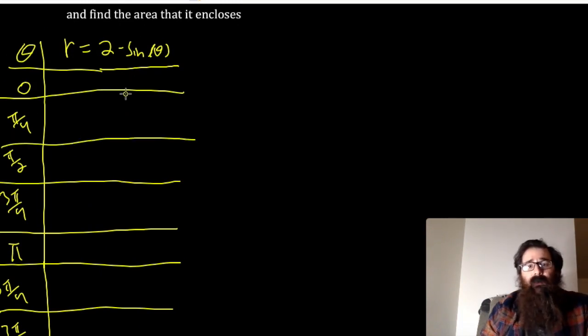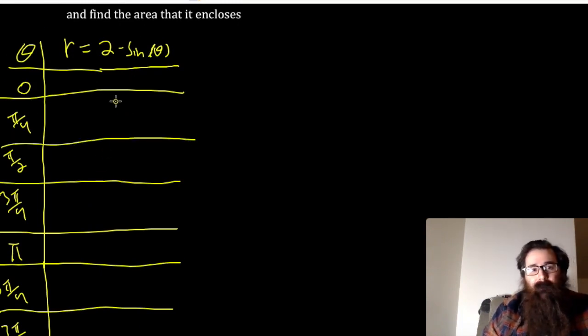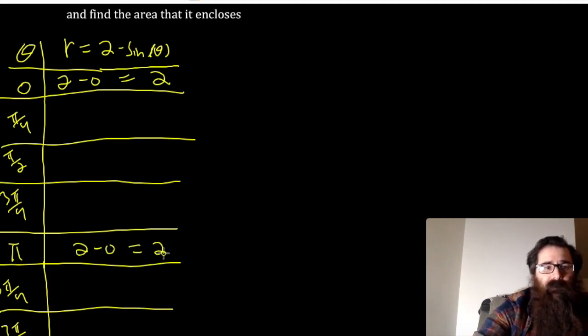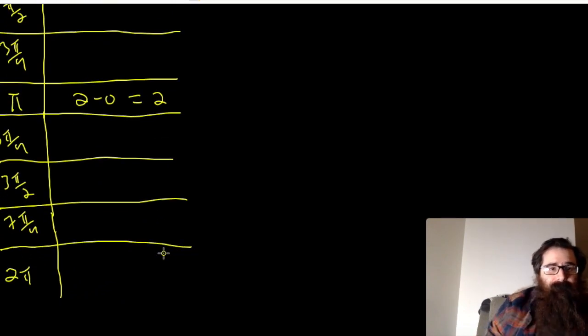Now you can fill them all out sort of in order. I would maybe jump around to the easiest ones first, just get them out of the way. We know that sine 0 is 0, so here I get 2 minus 0, which gives me 2. But also that sine pi is 0, which gives me 2 minus 0, which is 2. And also that sine 2 pi is 0.